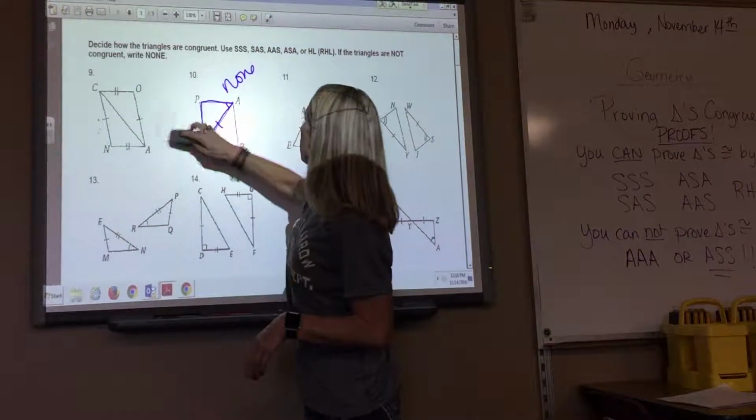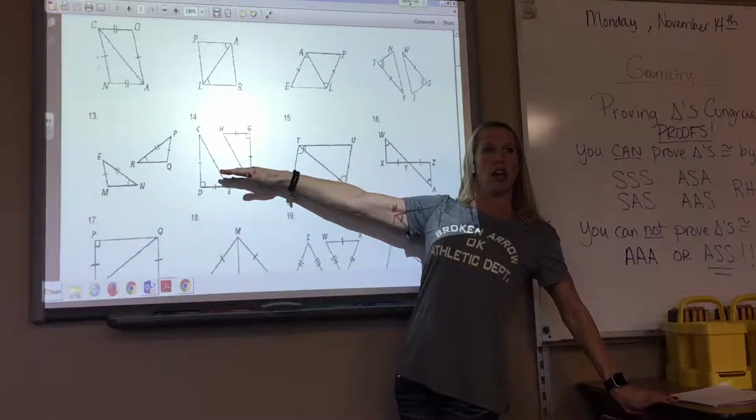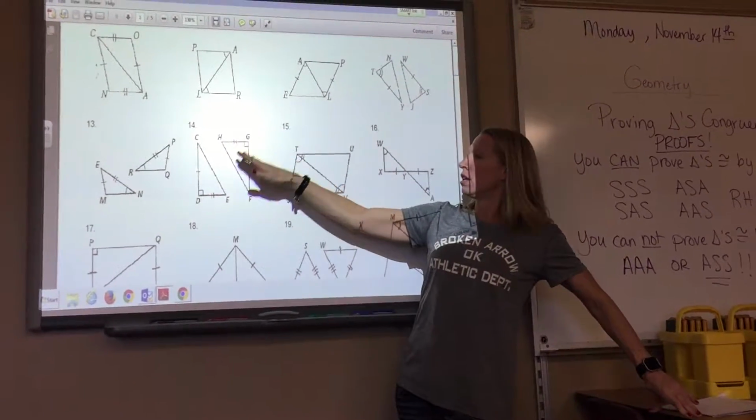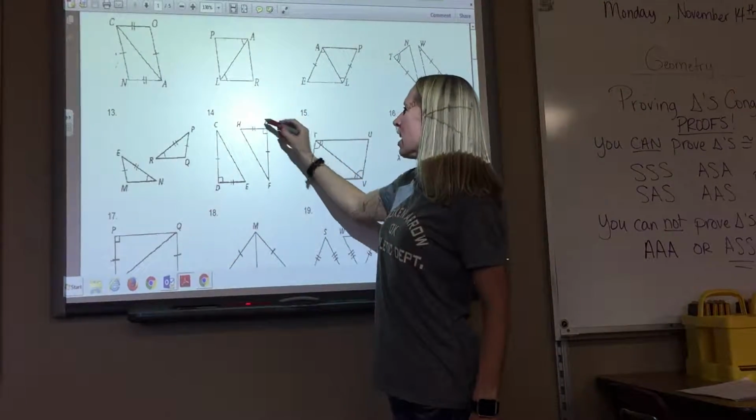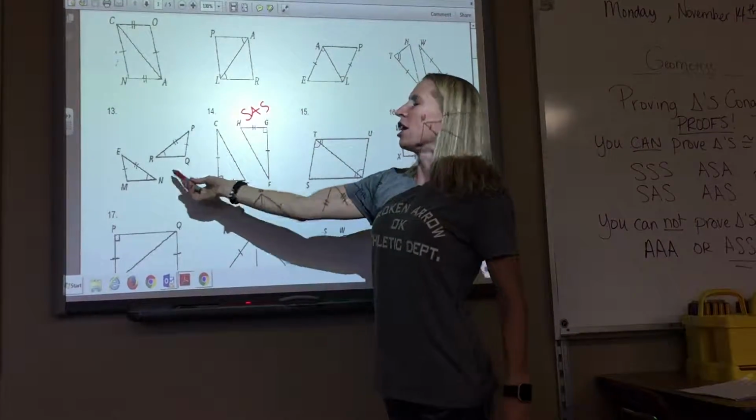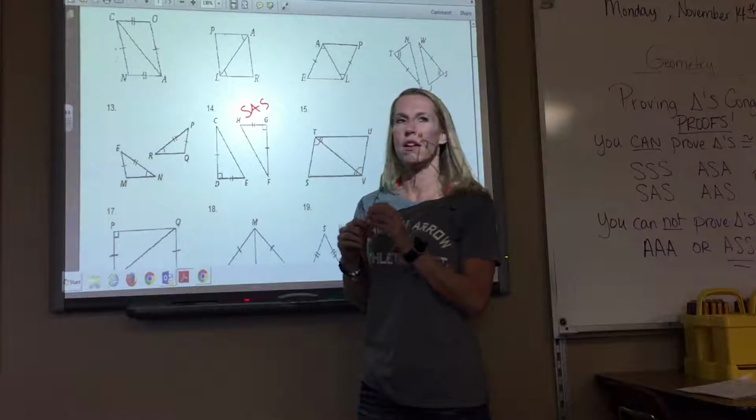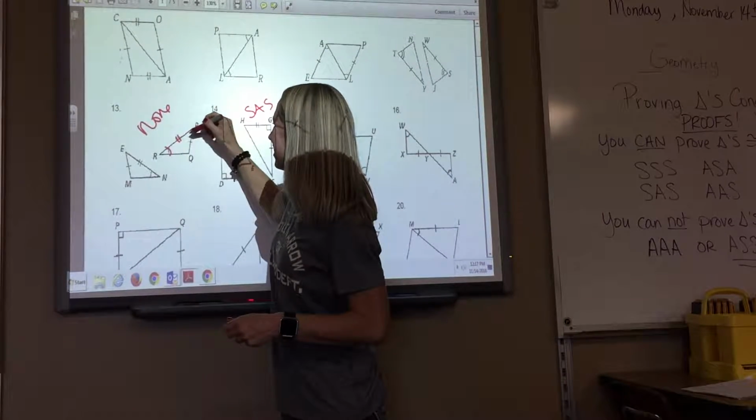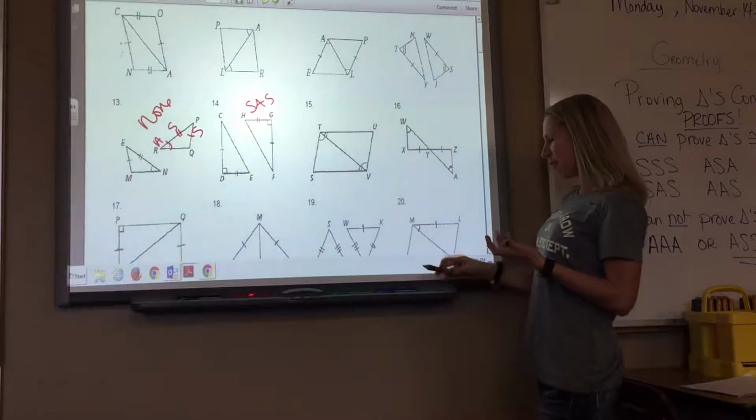Just because there's a right angle doesn't necessarily mean HL. Why would they be congruent? SAS, side, angle, side. Good. Side, angle, side. Look at 13. What do you think about 13? None. Why? Yeah, it spells a bad word. Angle, side, side. So that would be a none.